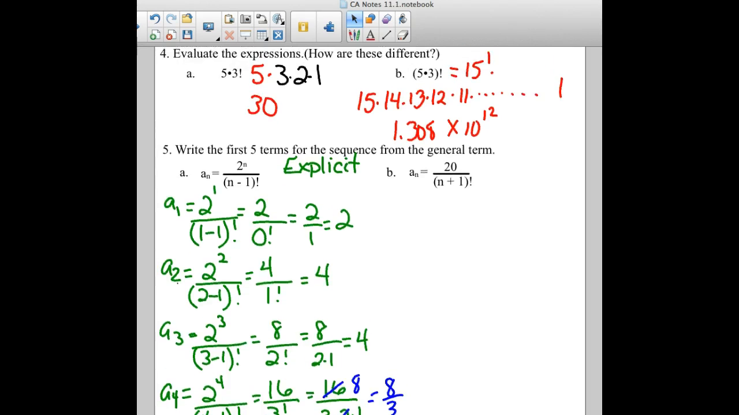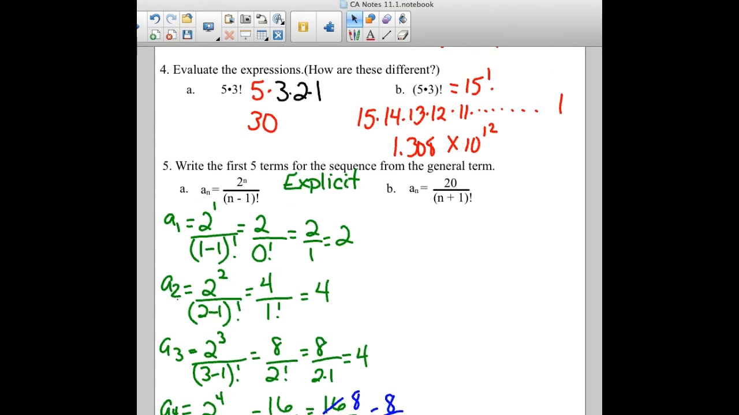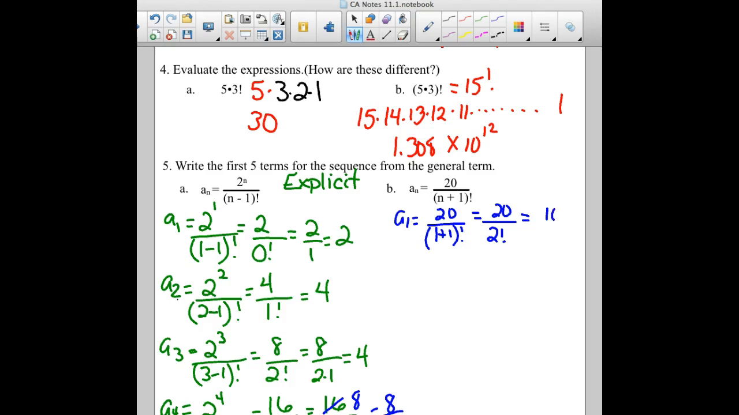All right, part B. It says a sub n equals 20 divided by n plus 1 factorial. So a sub 1 is 20 divided by 1 plus 1 factorial. 20 divided by 2 factorial. 2 factorial would be 2 times 1, which is just 2, reduces down to 10.